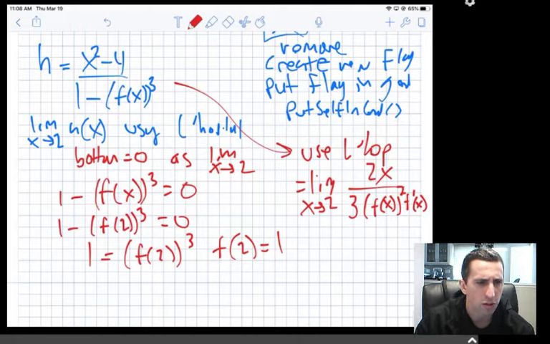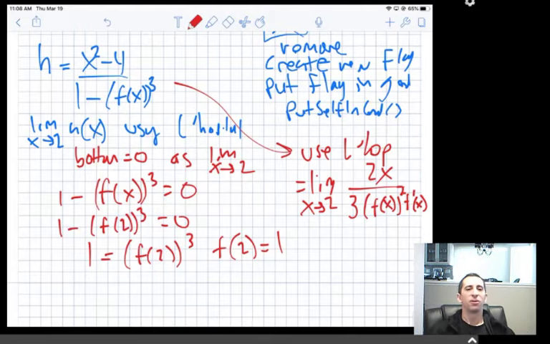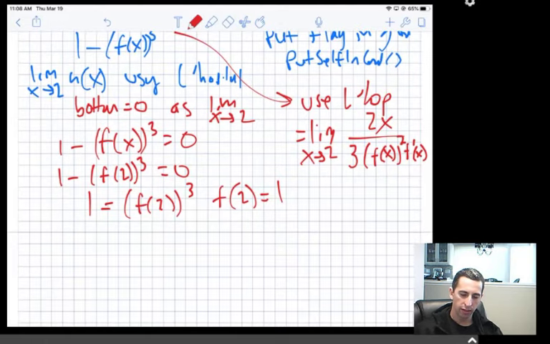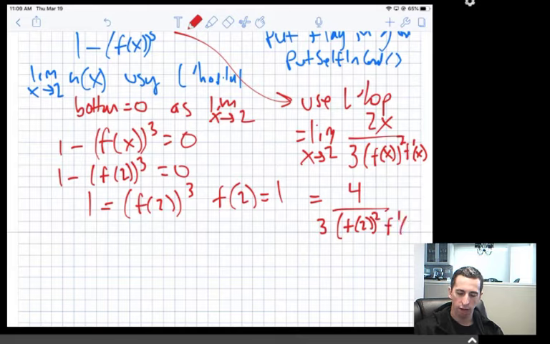Okay, so then what do we do from here? How does this help us here? Okay, so now this is pretty wild, because now this tells you when you take this limit, like this limit is equal to 4 over 3 times f of 2 squared times f prime 2. So that's what the limit is equal to.